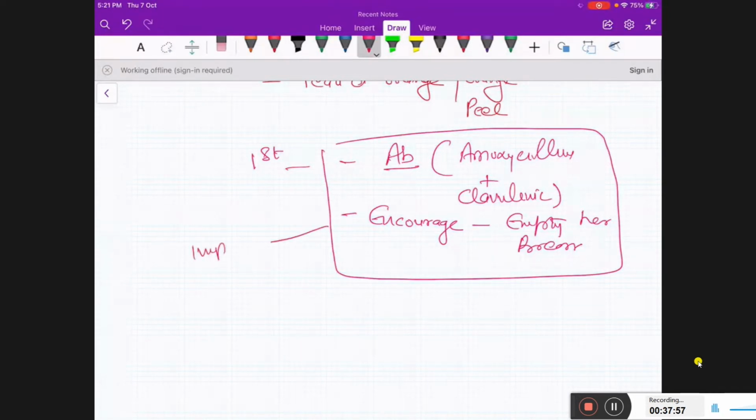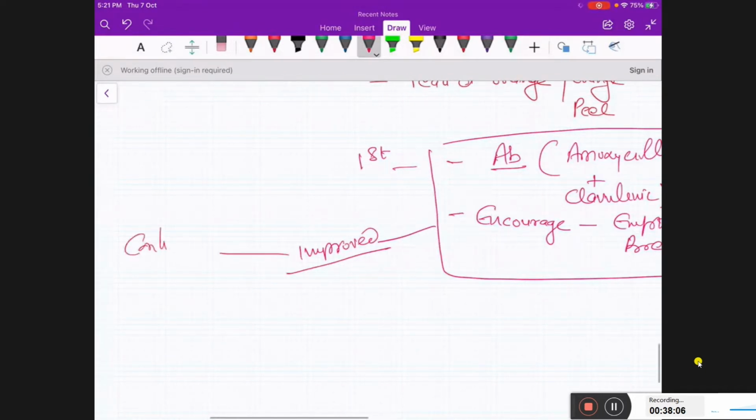So the patient improves. What will you advise? You will continue with this, tell her to take good care of the nipple, encourage her to regularly empty her breast, and advise her to wear tight undergarments for breast support, along with antibiotics and frequent emptying of the breast. This is the advice you give once the patient improves.